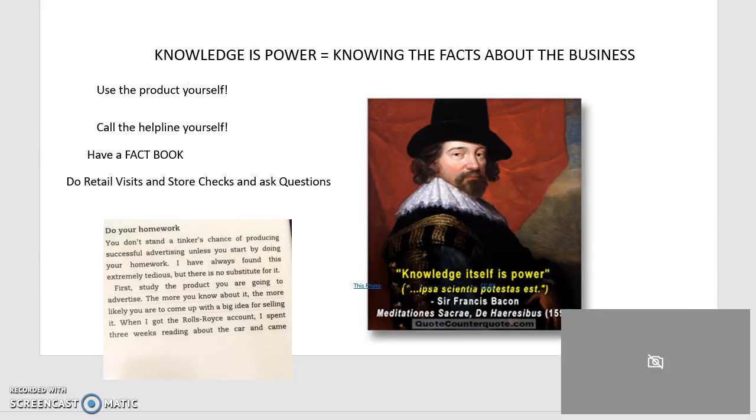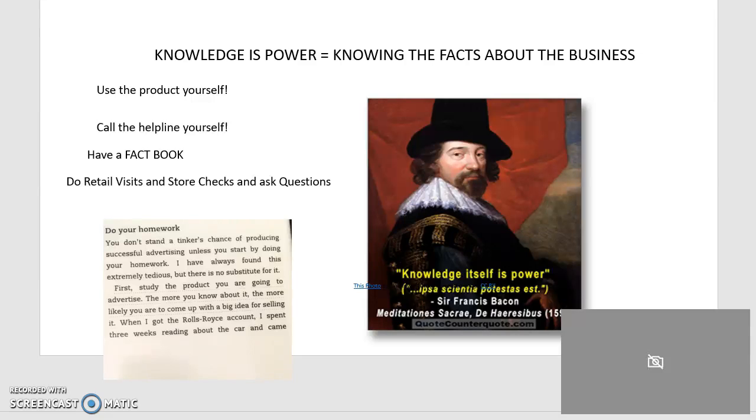So I want to talk about knowledge as power a little bit, and this is me just taking a little sideline here, trying to give you a little advice for your careers going forward. Knowledge is power is actually said by Sir Francis Bacon. He was an English citizen back a little before the time of our pilgrims.